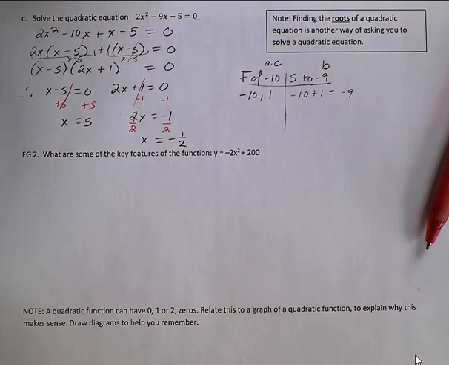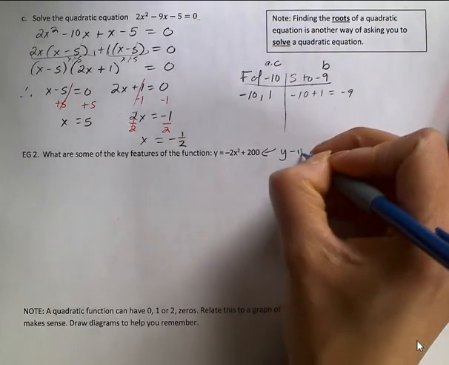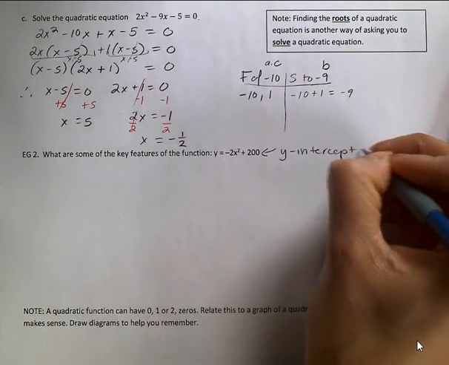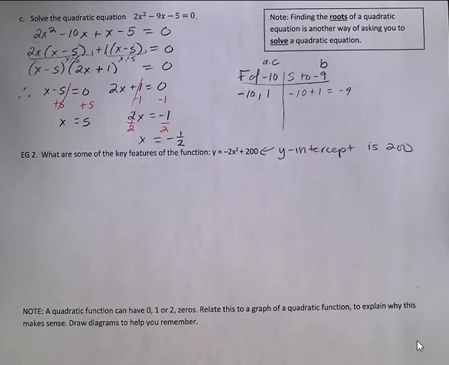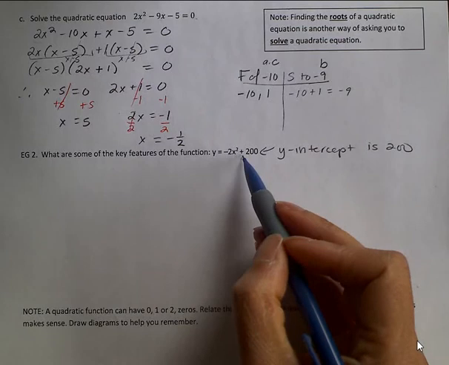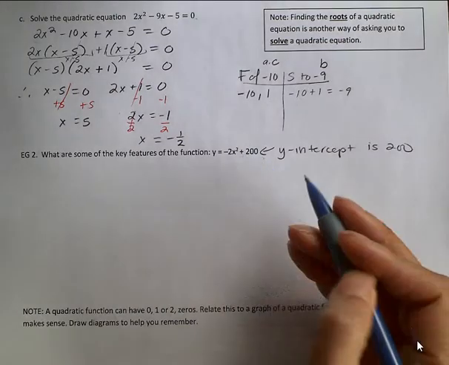Example 2. What are some of the key features of the function y equals -2x squared plus 200? Well, the easiest thing to see is the y-intercept. So I know that the y-intercept is 200 because this is standard form. It is not factored form. It's in the form of ax squared plus bx plus c. B is 0. That's why you don't see that bx term.